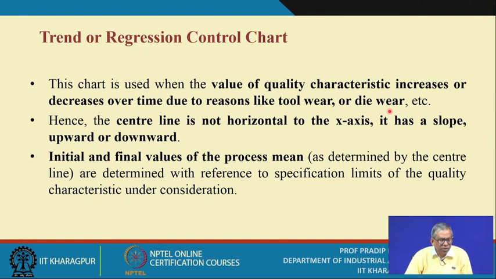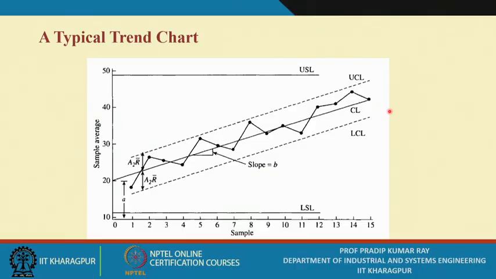Now, the initial and final values of the process mean: there is a starting value and an ending value, as determined by the central line. These values are determined with reference to the specification limits of the quality characteristic under consideration. Whenever you draw a control chart, it is drawn with respect to a specific quality characteristic. So the initial value and the final value of the process mean you must know. This is a typical trend chart.